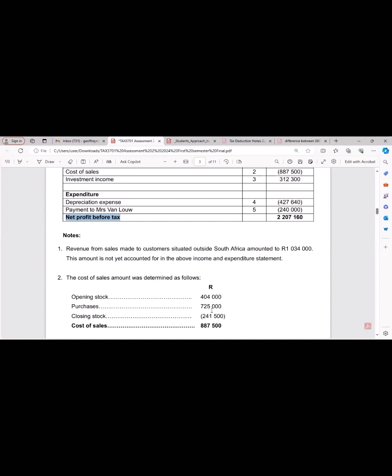Remember, with purchases you are being tested on which section? Who remembers? Section 11(a). What is the definition? Expenditure or loss actually incurred in the production of income, in the carrying on of a trade, and not of a capital nature. So you see, that's why you use that definition.